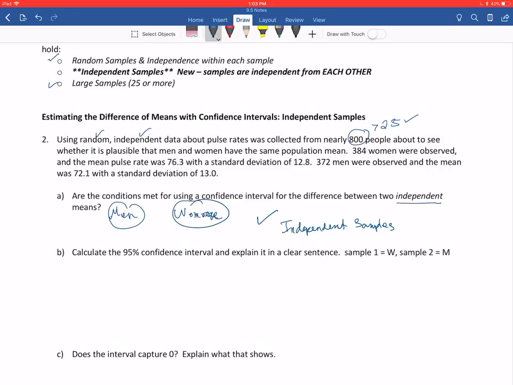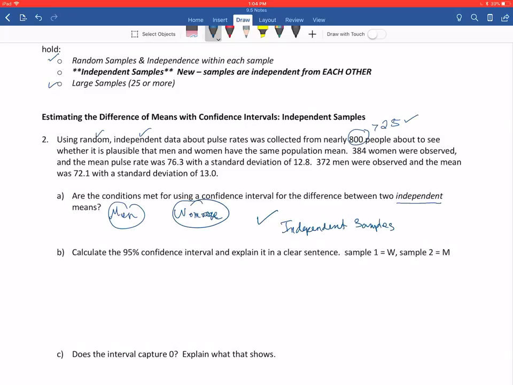Okay, so we want to find a 95% confidence interval and explain it in a clear sentence. We're going to let women be sample 1 and men be sample 2. So that was just what was decided. When you're in charge, you can decide what's 1 and 2, and then you just have to make sure you stick with that for the rest of the problem.